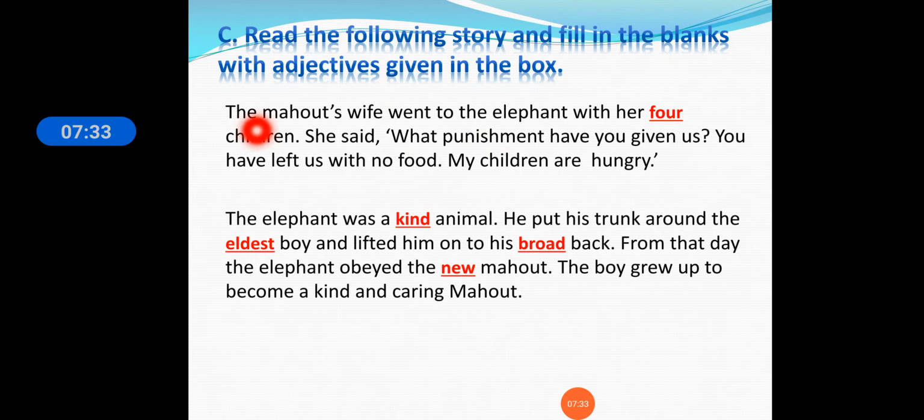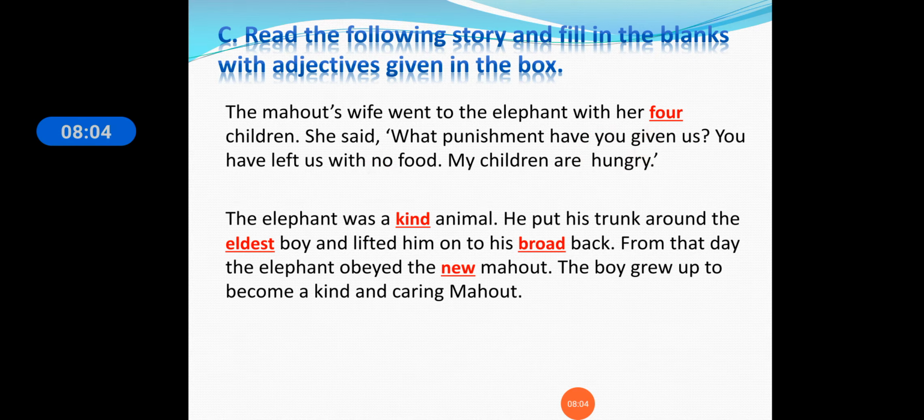Next one, second paragraph. The mahout's wife went to the elephant with her 4 children. She said, "What punishment have you given us? You have left us with no food. My children are hungry." So, mahout's wife came here to the elephant with his 4 children. So, 4 is the adjective here. Okay. How many children were there? 4.